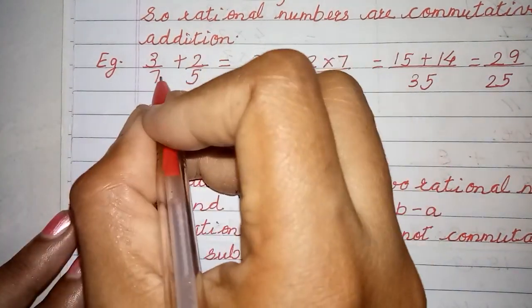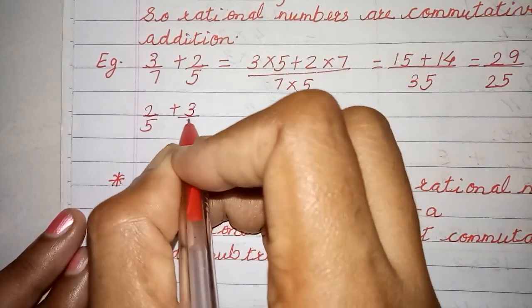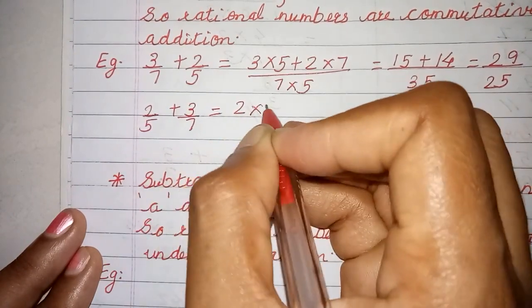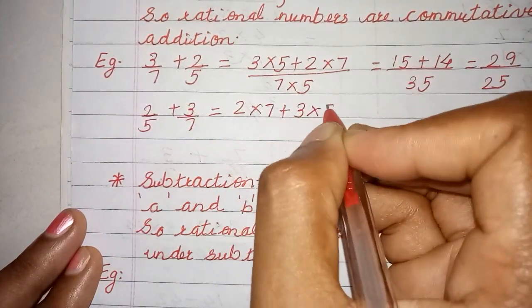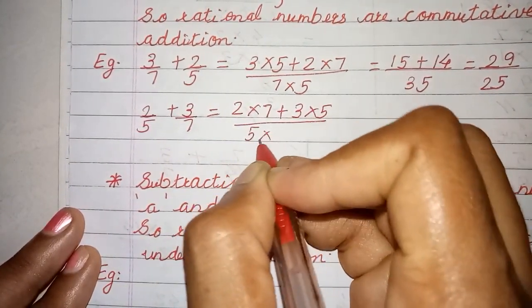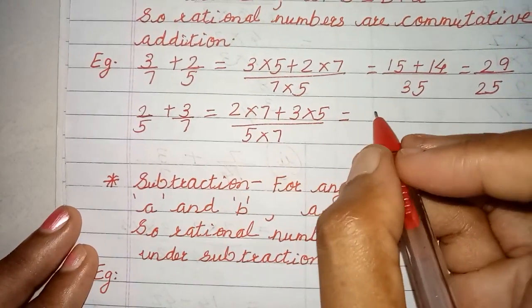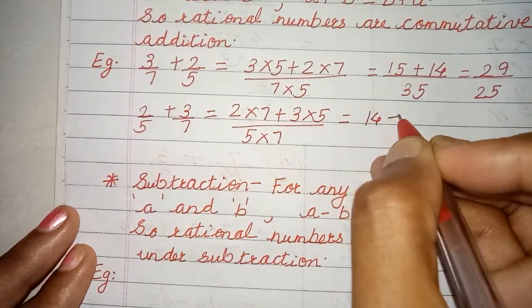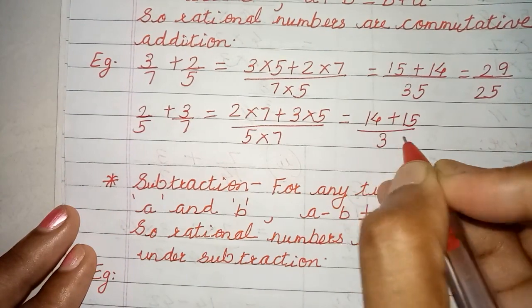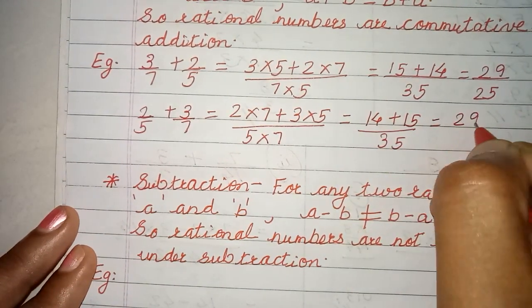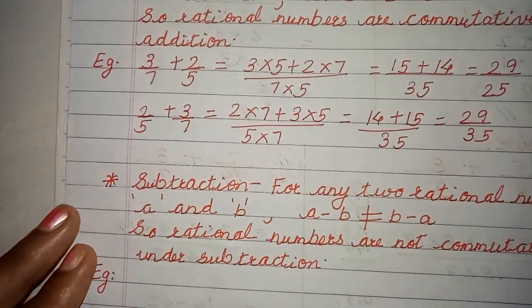Now you change the order. Now you write 2 by 5 first. Change the order in which you are writing. Here also 2 into 7 plus 3 into 5 upon 5 into 7. So again you have 14 plus 15 by 35, which is equal to 29 by 35.